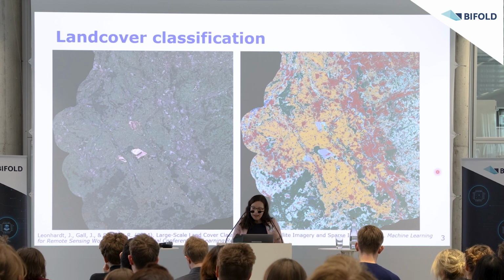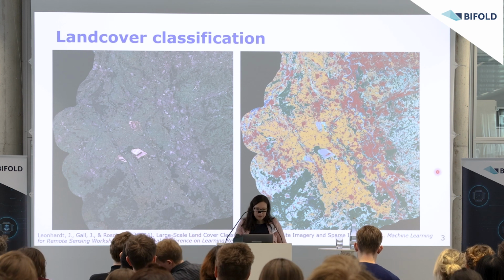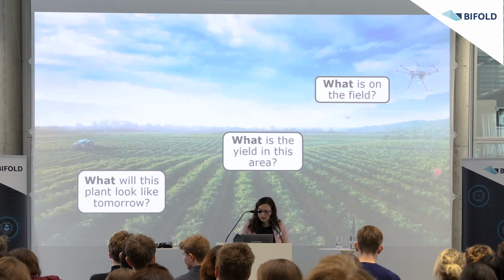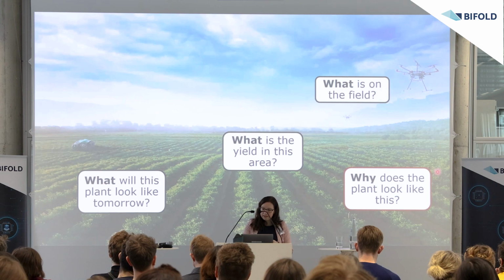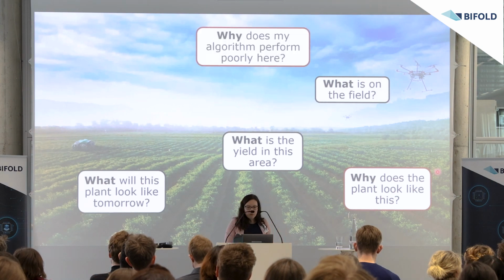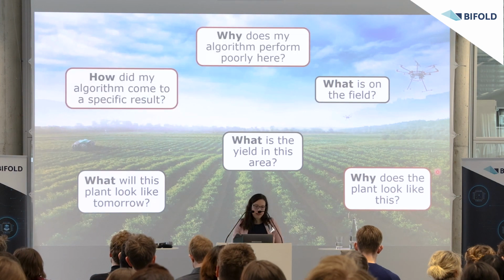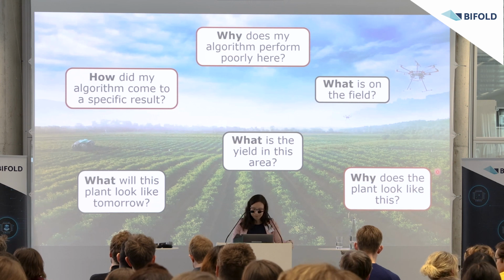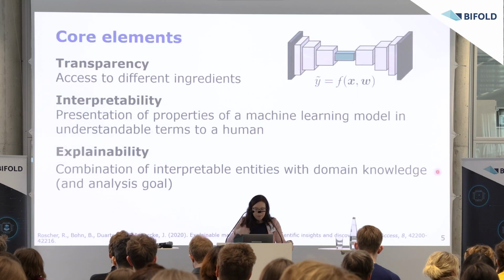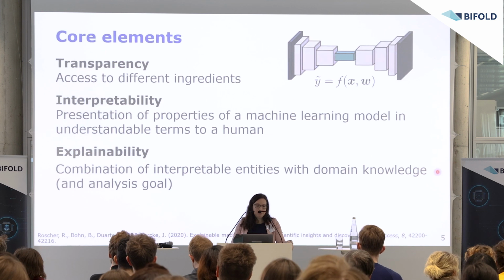So here we can ask what is the land cover. But I want to go beyond these questions today, and I want to ask why does a plant look like this, or why does the algorithm perform poorly here, or how did my algorithm come to a specific result? And we can answer this question with explainable machine learning.